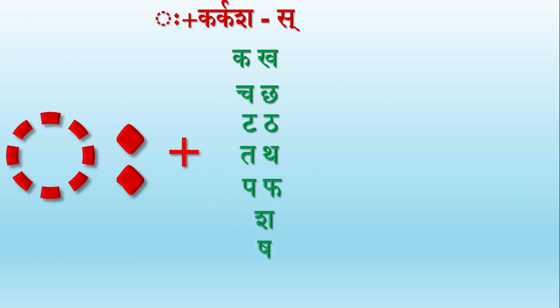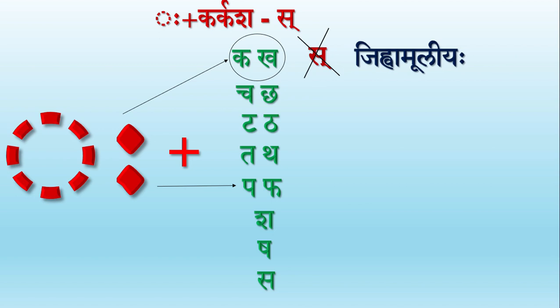Now see, we have got a Visarga followed by all Karkasha Vyanjanani, that is Ka, Kha, Cha, Chha, Ta, Tha, Ta, Tha, Pa, Pha and Sha, Sha, Sa. Here, in the place of Visarga, the letter Sa must be present, right? But here, we have got an exception. When the Paravarnaha is either Ka, Kha, Pa or Pha, then the letter Sa doesn't enter. Why do you think so?